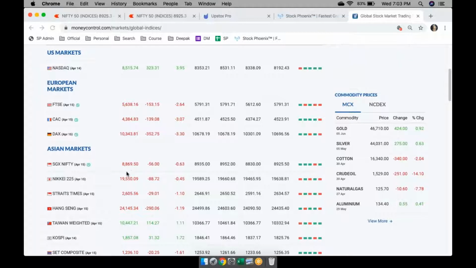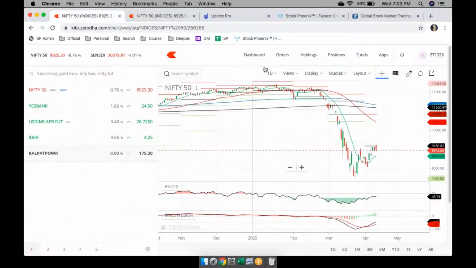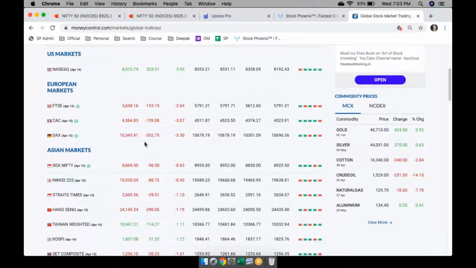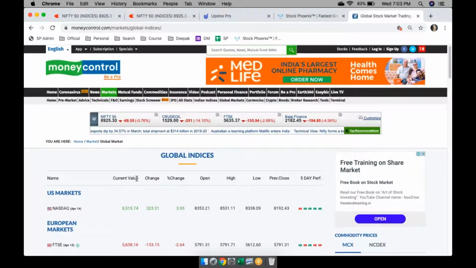Now, as of now, from where our market closed at 8925, here it is 8869. Almost 56 points negative. From the market where we have closed, it is 56 points negative. So it shows tomorrow it will be a bearish mode. It is not yet confirmed. Now after 7:30, we have to see the US market.